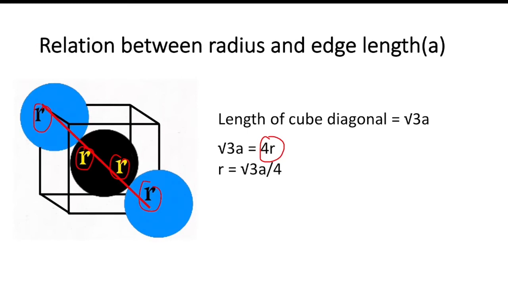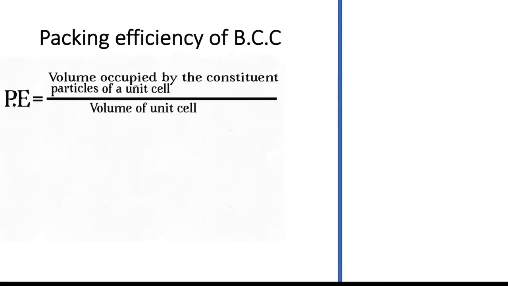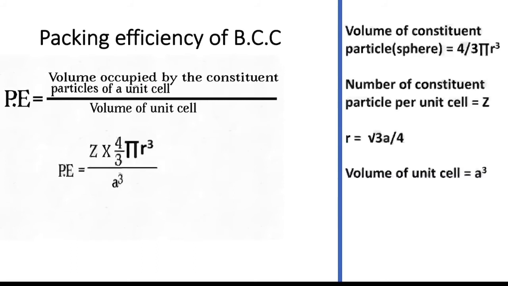4r. So root 3 a, the cube diagonal, is equal to 4r, then r is equal to root 3 a by 4. Now, let's discuss the packing efficiency of the body centered cube. It has the same formula: volume occupied by the constituent particles in a unit cell by volume of a unit cell. We need the percentage, so we multiply with 100.